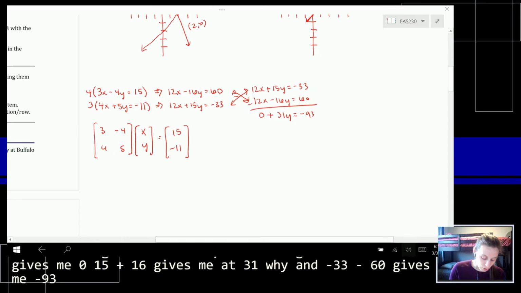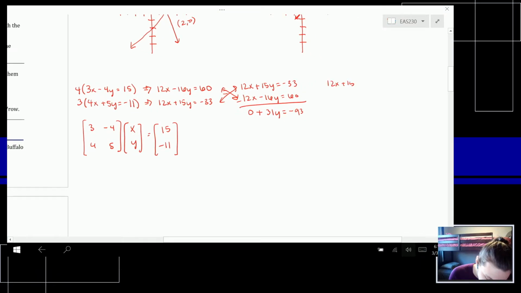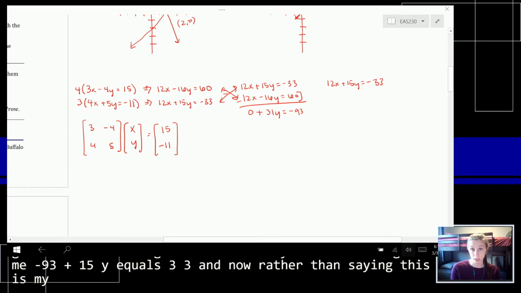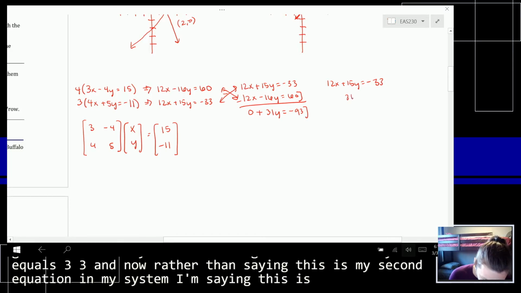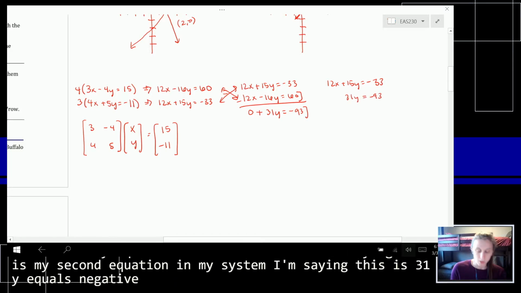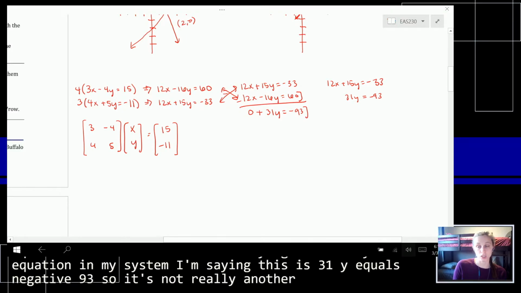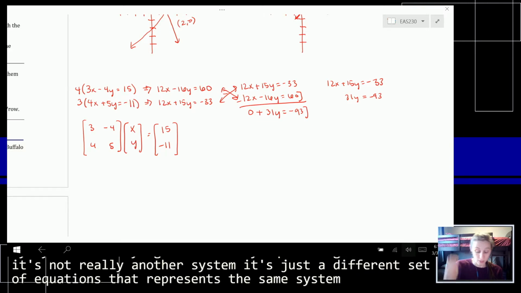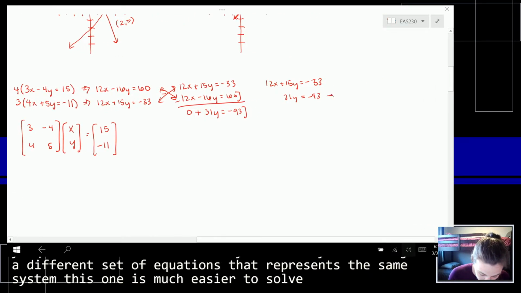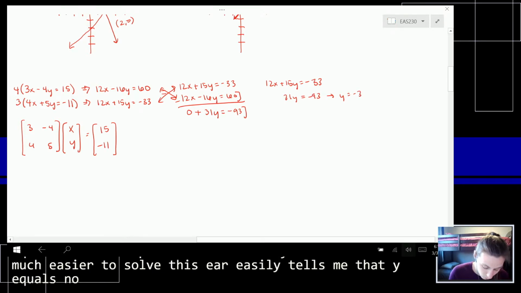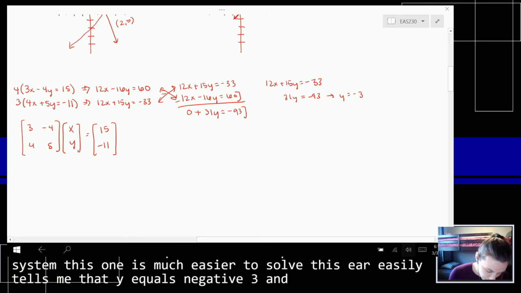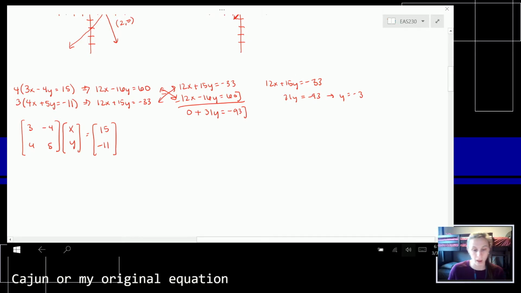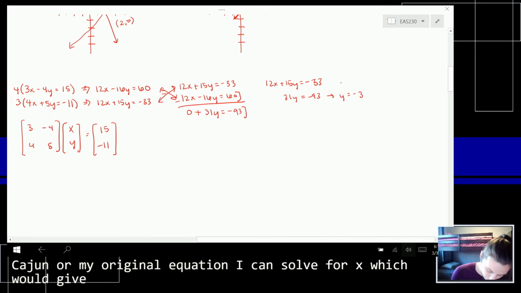This essentially gives me another system. So I'm saying that 12x plus 15y equals negative 33. And now rather than saying this is my second equation in my system, I'm saying this is 31y equals negative 93. So it's not really another system. It's just a different set of equations that represents the same system. This one's much easier to solve. This here easily tells me that y equals negative 3, and if I plug in y equals negative 3 to either this equation or my original equation, I can solve for x, which would give me a 1.